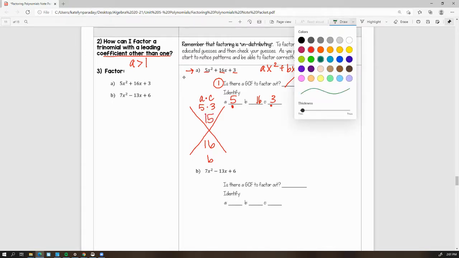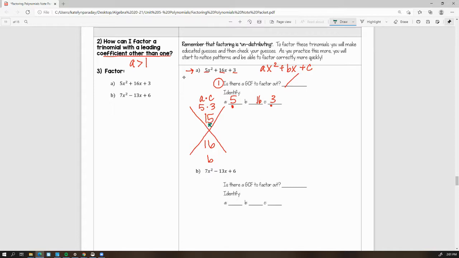Again, we need to find those factors that multiply to be 15 and add to be 16. This one's pretty easy, actually, just 15 and 1. You can still list out the factors of 15, but 3 and 5 is not going to give me 16, so I know it's 1 and 15. The next part is always drawing that box.